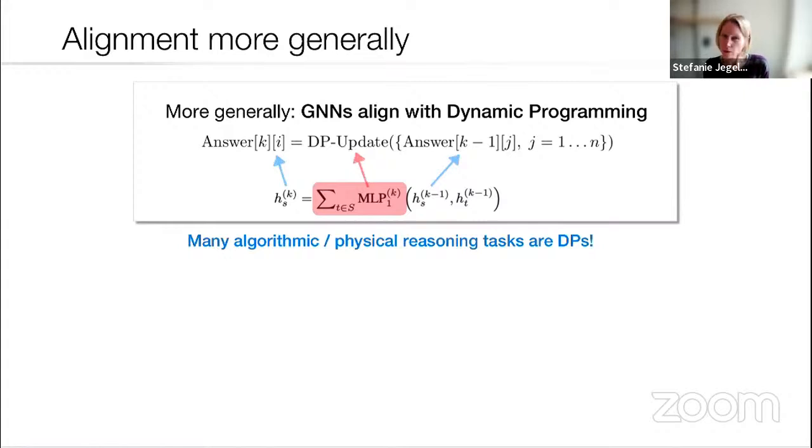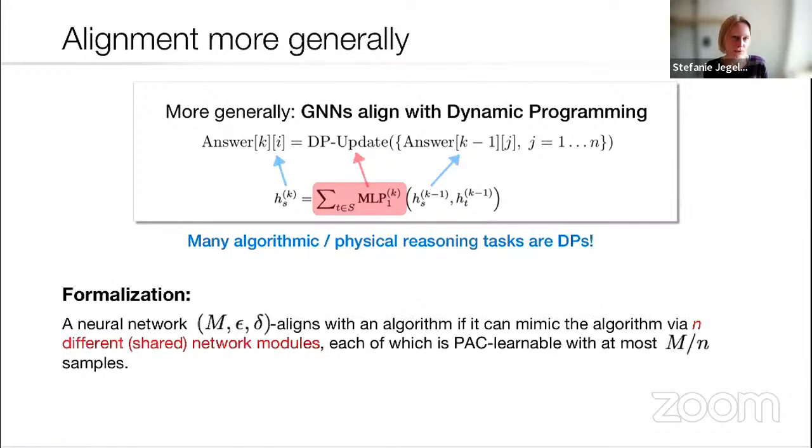But let's try to make this a bit more formal, because for the moment I was also a bit hand-wavy. I showed you some examples. So to make this more formal, here is a formal definition of alignment. Now we have these parameters m, epsilon, and delta, and they come from the PAC learning framework. So what it basically means is that m is for the number of samples.